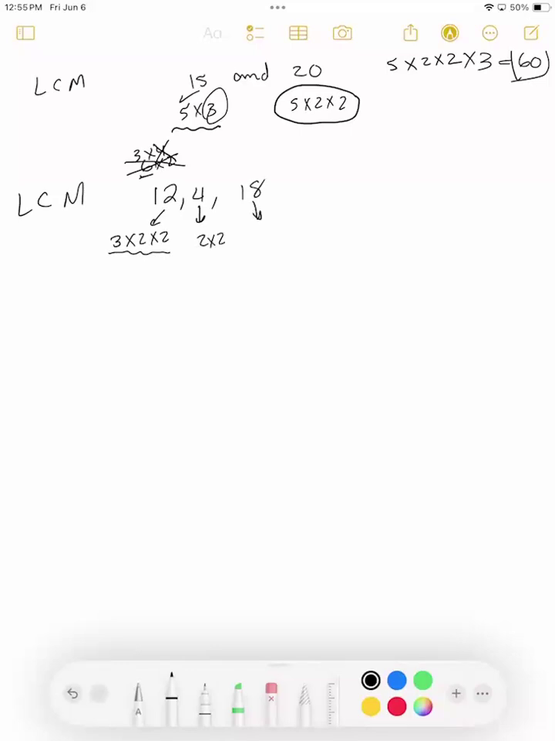18 is made out of 9 times 2, or 6 times 3, but 6 and 9 are neither prime, so these are not prime factors. The prime factors for 18 are 3 times 3 times 2, or 3 times 2 times 3. I just want it to be organized. So these are called the prime factors of the numbers. And when you want to write your LCM, write either one of them. It doesn't matter which one you write first. I'm going to write this one first. And then I compare.